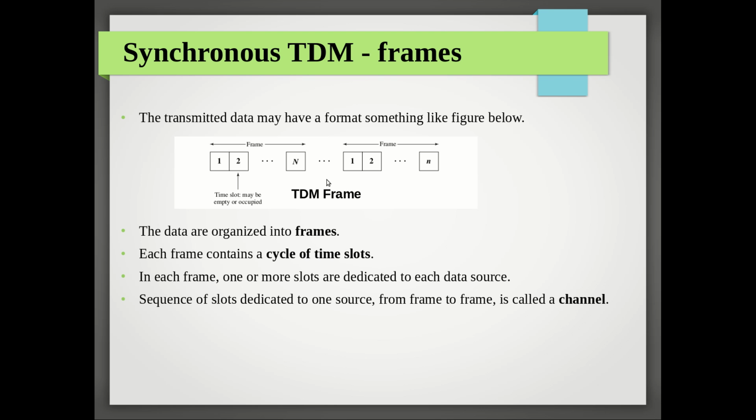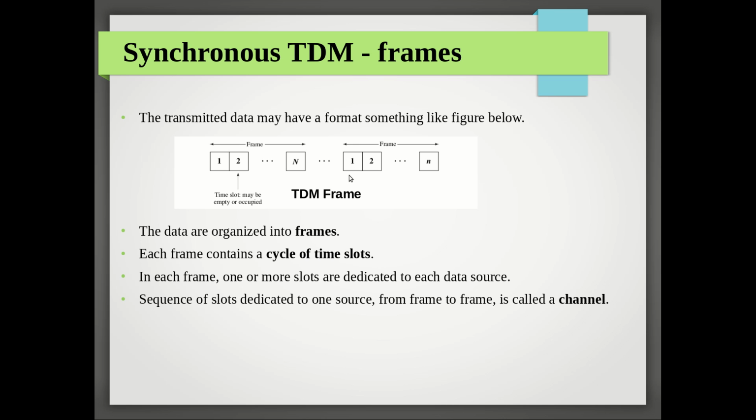Now the sequence of slots dedicated to one source from frame to frame is called a channel. For example, if you are looking at this particular figure, for source 1 this time slot is allocated. Similarly, for slot 2 this slot is allocated for source 2. Now in the next frame also, for source 1 this first time slot is allocated.